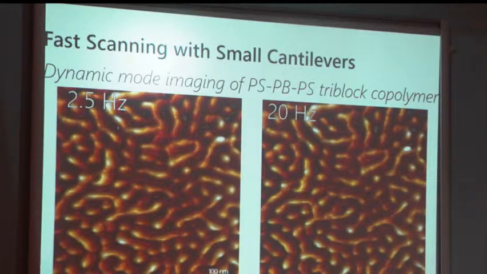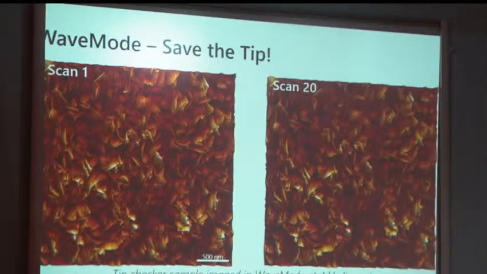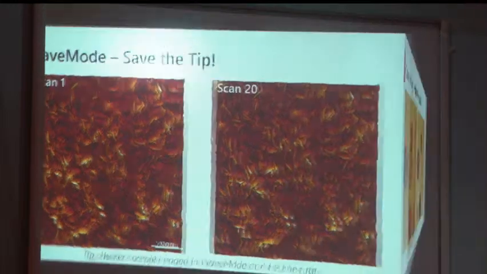Same polymer, you can scan at slow speed, you can scan at fast speed, you get the same kind of resolution without any loss of clarity. Also, wave mode is very important to preserve the quality of the tip. This is a sample which is normally used as a standard sample to check the tip quality. You can see the same sample imaged in scan 1 and after scan 20. There is no change in structure, so that means the tip quality remains the same using wave mode.